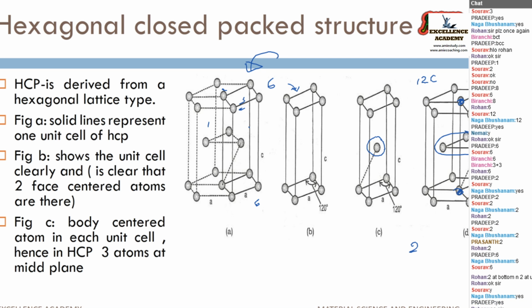Yes. Next, we have to check the effective number of atoms. For that, we have to check the corner atoms are shared by how many unit cells. Yes, this corner atom is shared by 6 unit cells. So 12 corner atoms are there, 12 into 1 by 6. Next, plus 2 end-face atoms are there. You know that these 2 end-face atoms are shared by 2 unit cells. So 1 by 2, plus we know that 3 body-centered atoms are there, shared by 1 unit cell, 1 by 1. Hence, the total effective number of atoms is equal to 6. Clear?